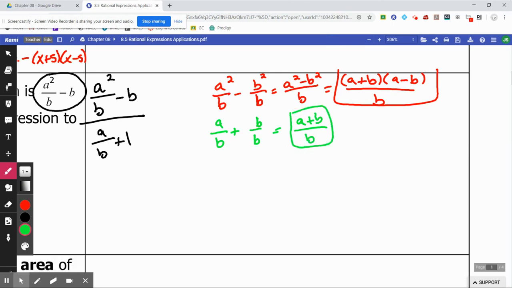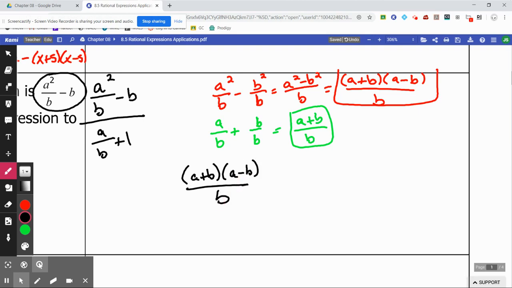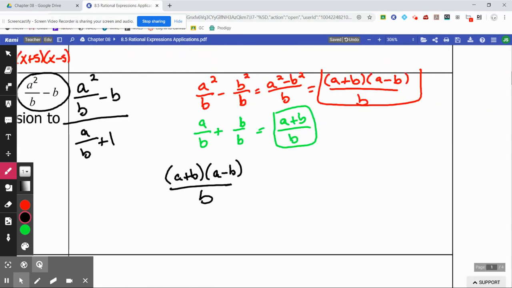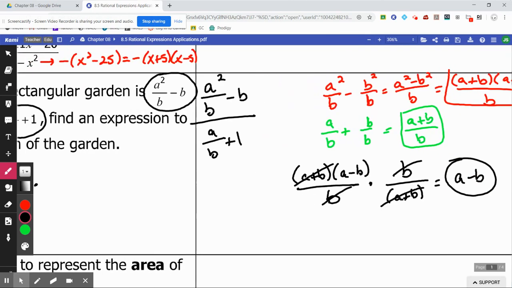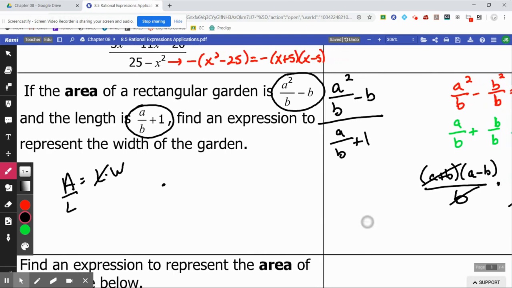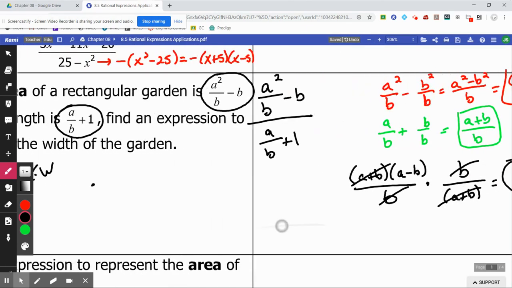So top divided by bottom is going to be, here's the top, a plus b times a minus b over b. To divide, you're going to flip the bottom and multiply. So b over a plus b. Flip and multiply, the b's are gone. The a plus b's are gone, so therefore the expression for our, I believe, length is a minus b. So we're trying to find the width. So the width would be a minus b here.